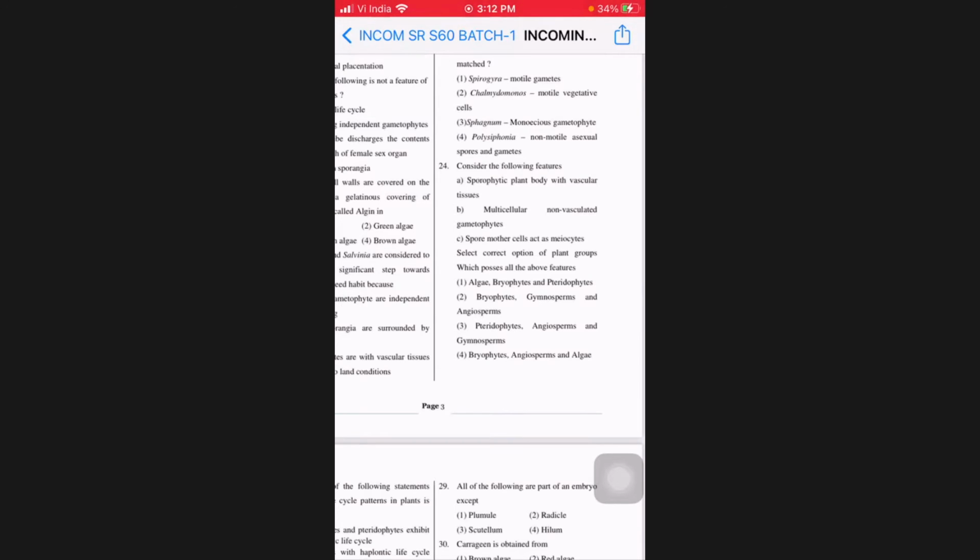If you take the second option, bryophyte related is only B, B and C actually, but A won't be applicable to bryophyta. So we take it as pteridophyta, gymnosperms, angiosperms. If it is so, the third option.